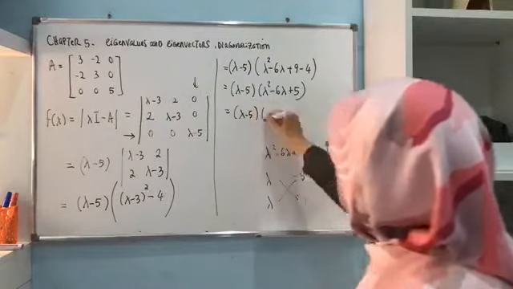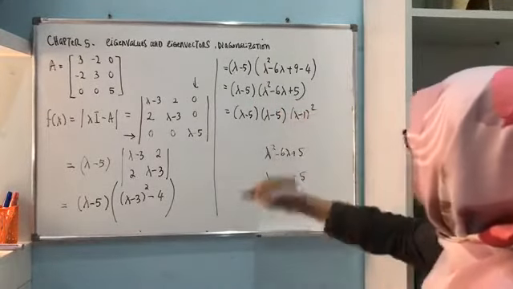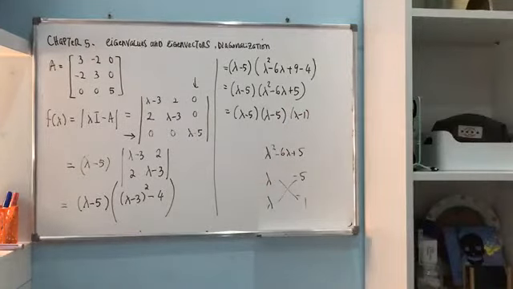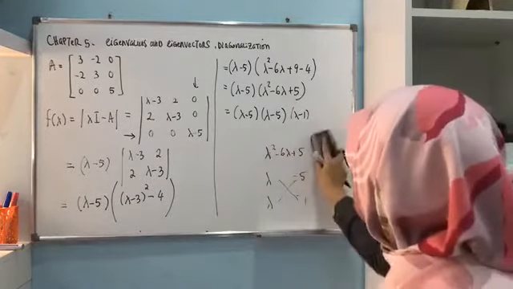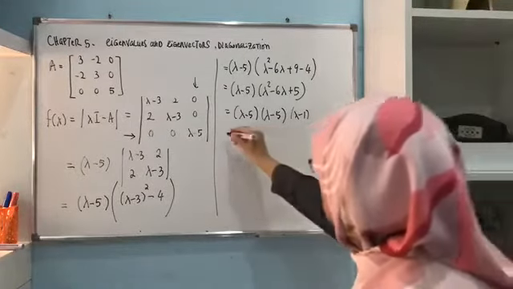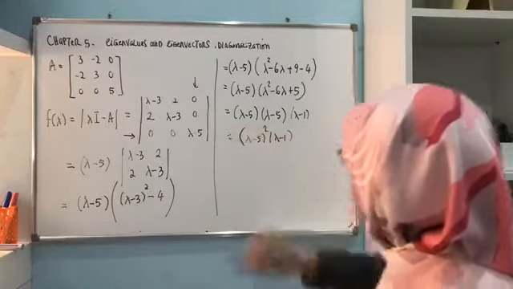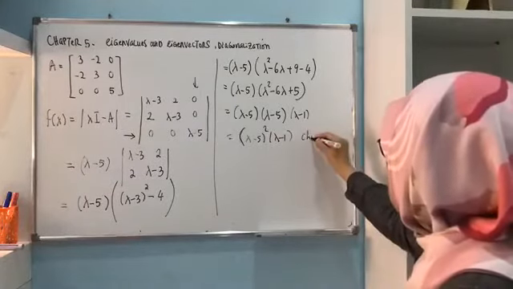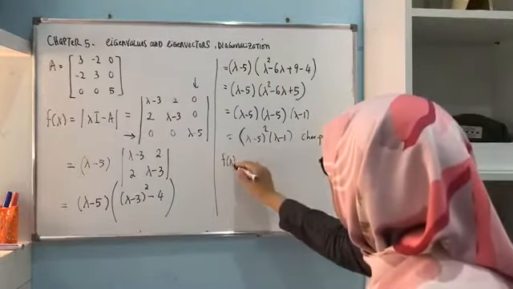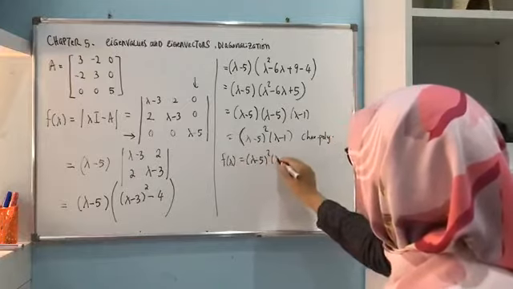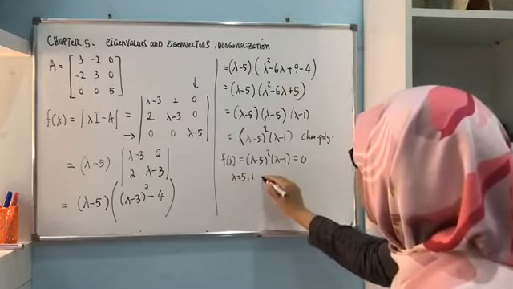So lambda minus 5, lambda minus 5, lambda minus 1. Oops, aku ni. Okay, so you don't need to multiply out everything. If you just do like this, then this is your characteristic polynomial. So when you put f of lambda equals lambda minus 5 squared, lambda minus 1 equals 0, you will get 5 and 1 as eigenvalues.